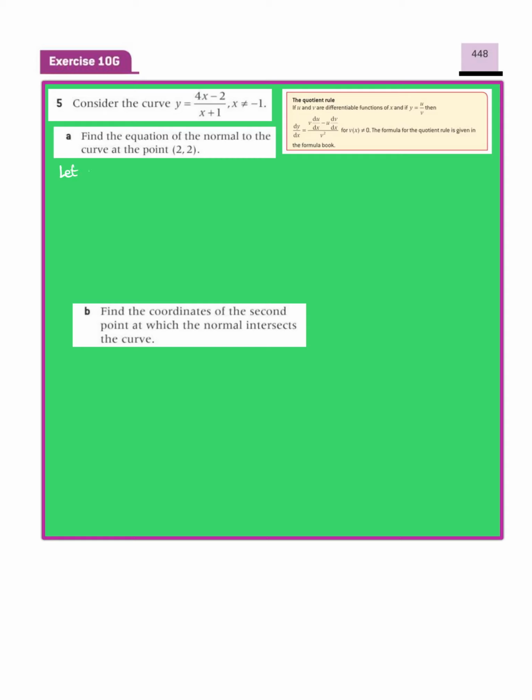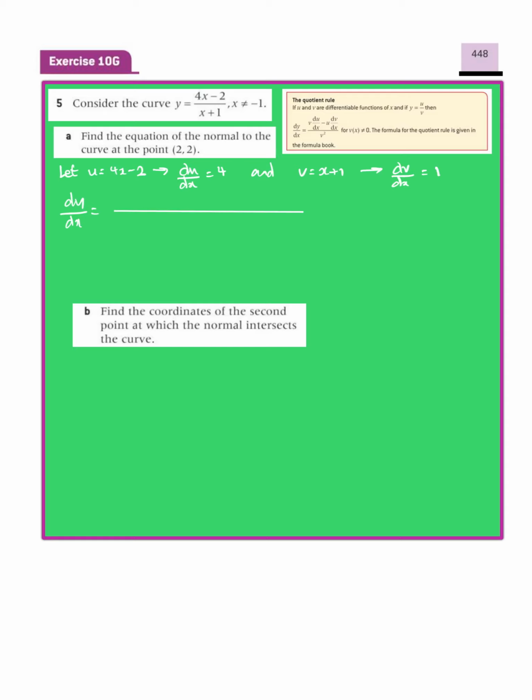Let u equal 4x minus 2. Therefore, du/dx equals 4. And v equals x plus 1. Therefore, dv/dx equals 1. Now we'll get the derivative of this function. dy/dx equals, I'm using the quotient rule, so it's v times that derivative, minus u times that derivative, and then we're going to divide by v squared.